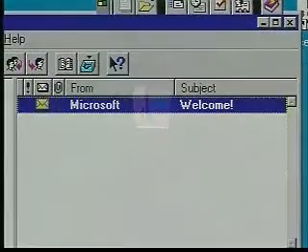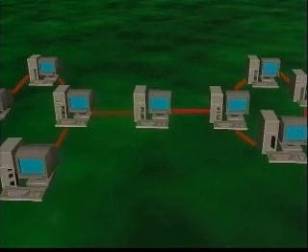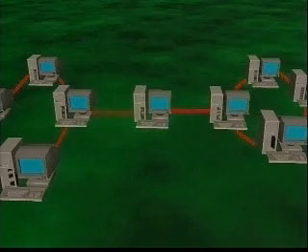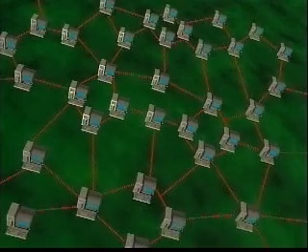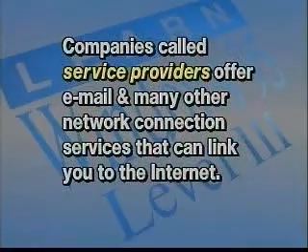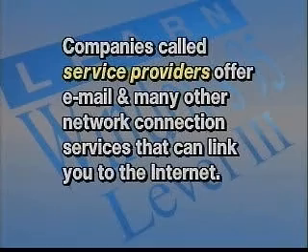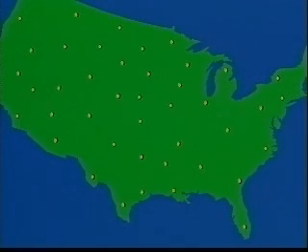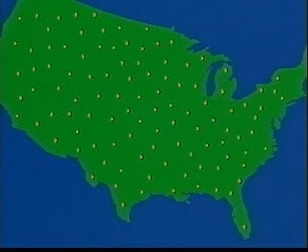To send and receive electronic mail with your computer, you need to link your computer with other computers. For a fax message, you made this connection simply by dialing the number of the other computer or fax machine. For email, you can also dial the number of another computer, but the computer must be set up to receive email messages. Companies called service providers offer email and many other network connection services that can link you to the Internet. You've probably heard of Prodigy, America Online, CompuServe, or Genie. These service providers have telephone access points all over the country.